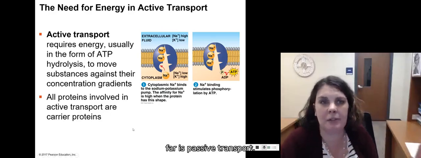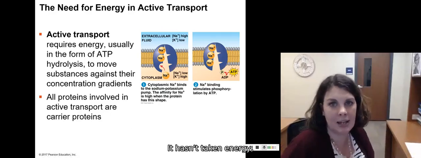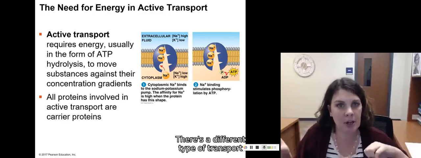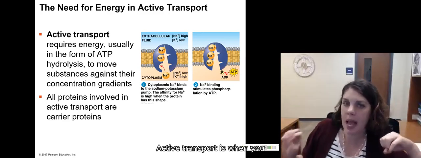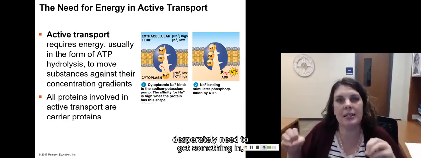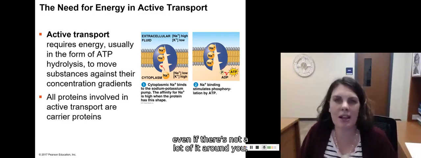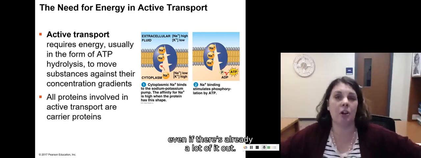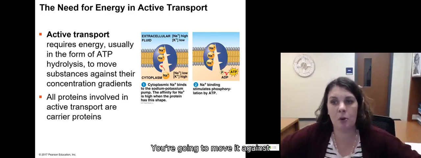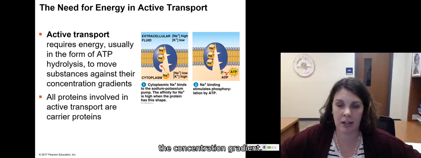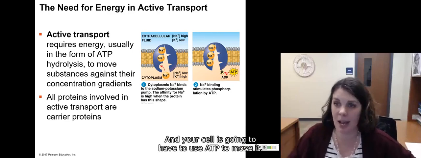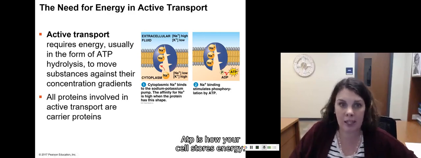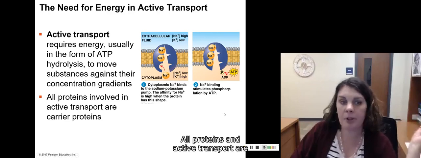Okay, so everything we've talked about so far is passive transport. It hasn't taken energy. It moves from high concentration to low. There's a different type of transport called active transport. Active transport is when you desperately need to get something in, even if there's not a lot of it around you, or you desperately need to get something out, even if there's already a lot of it out. You're going to move it against the concentration gradient, and your cell is going to have to use ATP to move it. ATP is how your cell stores energy.